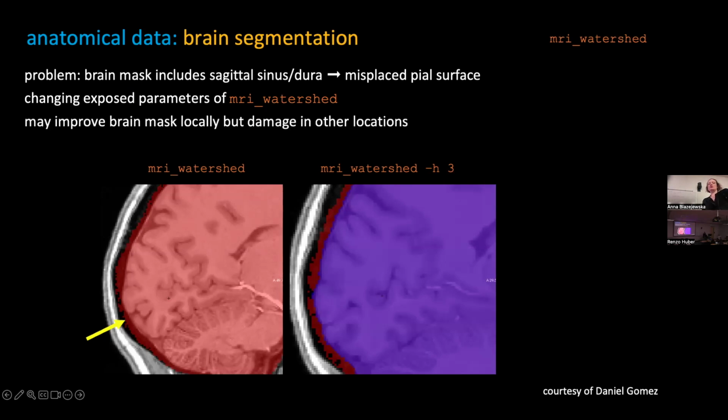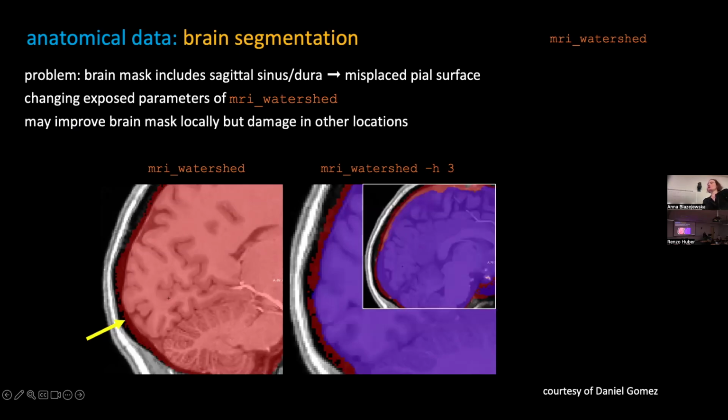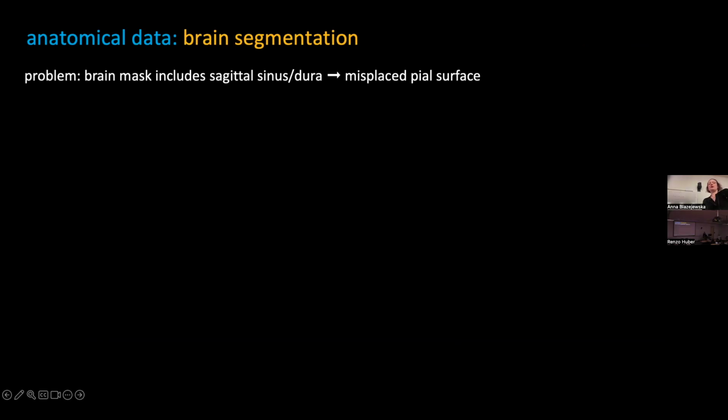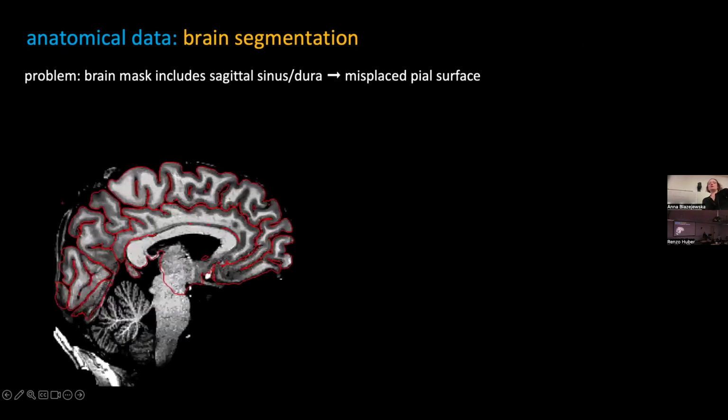But this is true on the back of the head, it's not true in the whole brain. So the problem is that these parameters are global, and the intensities of the tissues are not necessarily global. So you can see that here at the top of the head, it actually started to eat the brain. So that's not good.